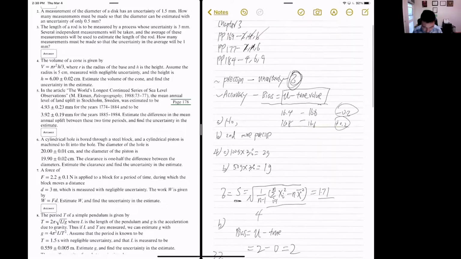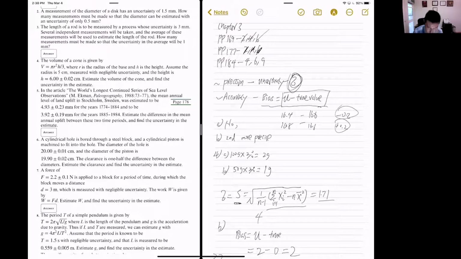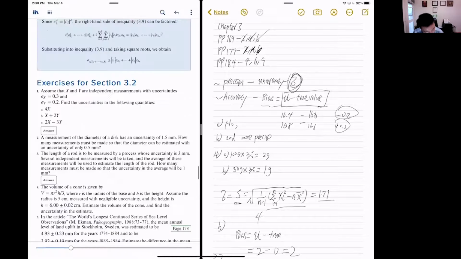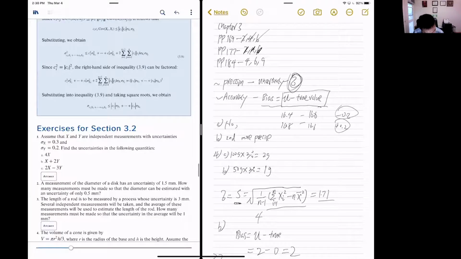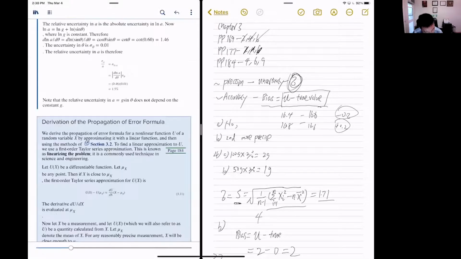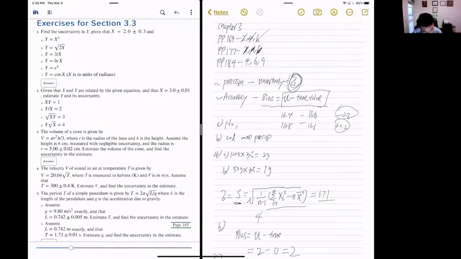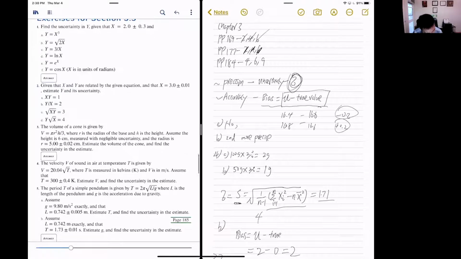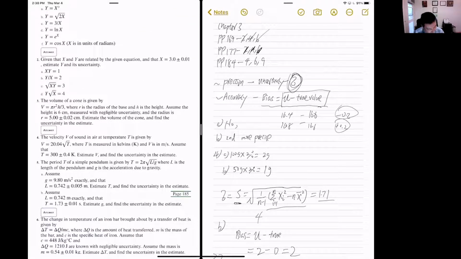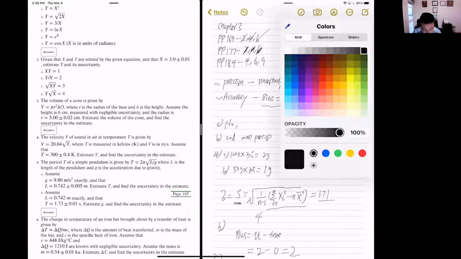Okay, and it's here. Next, 184. Seen as section 3.3. So that's the uncertainty for a function of a measurement. Okay. 3.3. First, question number 4.